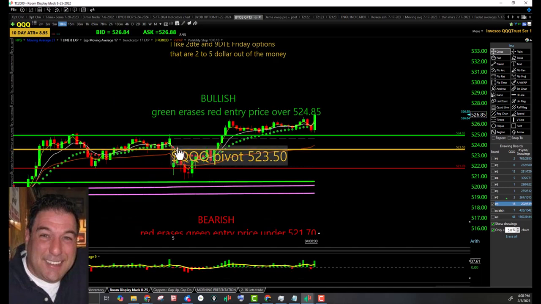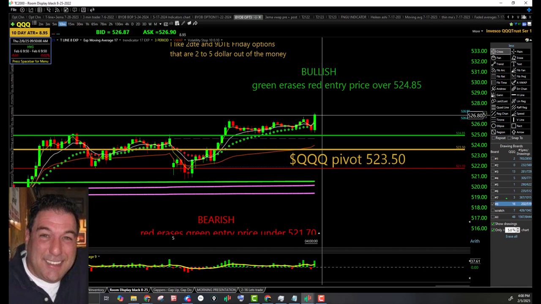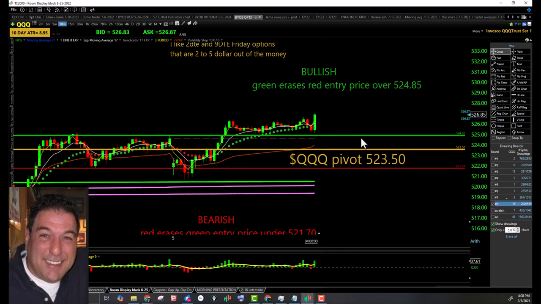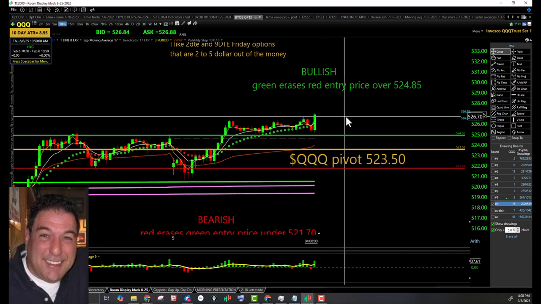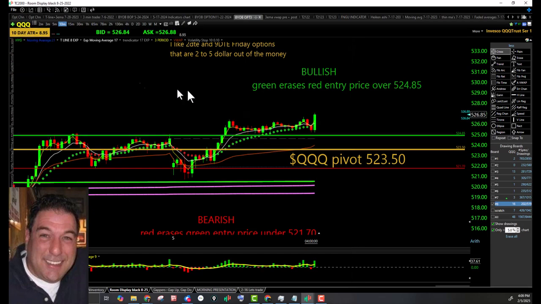You can see you had green erases red. This would be the red, the pullback. And you can see price action comes up through, and you get green erasing red with consolidation right through here. And if you stayed in that till about the end of the day, you got a nice reward from 525 clear up to 526.78. All right, so there was QQQ.